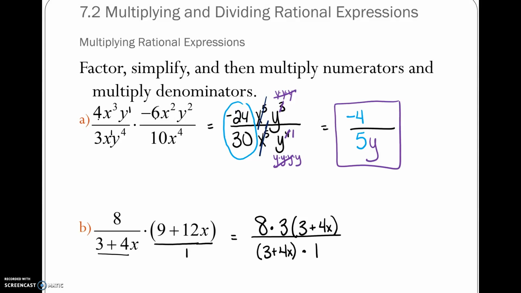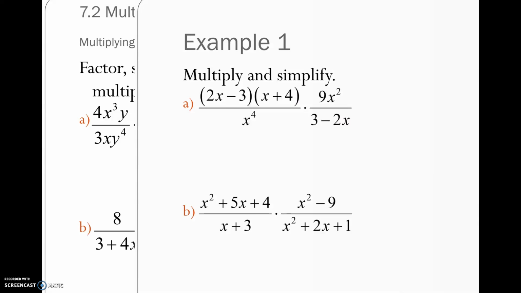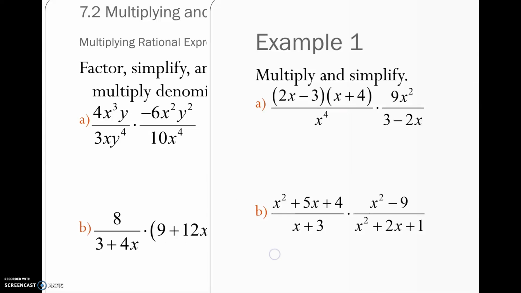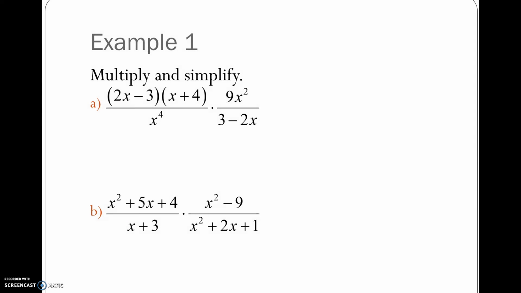Now, do you see anything on the top that matches the stuff on the bottom that we could cancel out? So our final answer is 8 times 3 divided by 1. What is 8 times 3? 24. There we go. And 24 divided by 1 would still be 24. All right. You are going to have one problem similar to part A, so I do want to show you this problem.